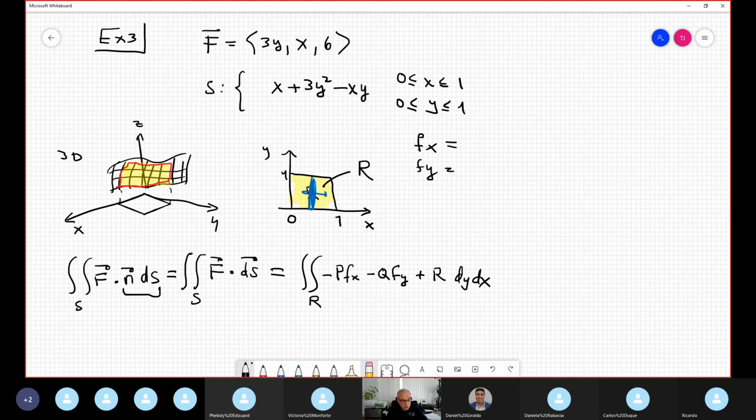Okay, the partial derivative with respect to x. This guy is 1 minus y. Do you follow me? So the partial derivative here is 1, the partial derivative of this is 0 with respect to x, and the partial derivative of this is just y. And the partial derivative with respect to y is 0 for the first part, and for the second part is 6y minus x. Okay, this is the partial derivative, and it's a PQR.